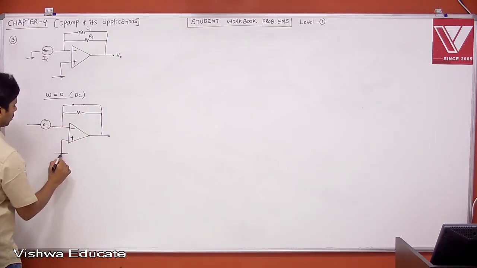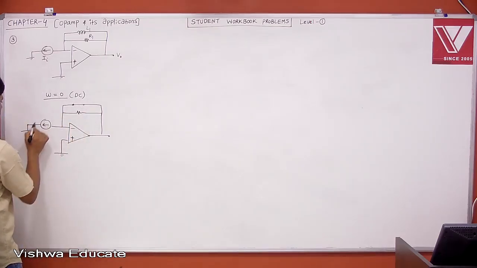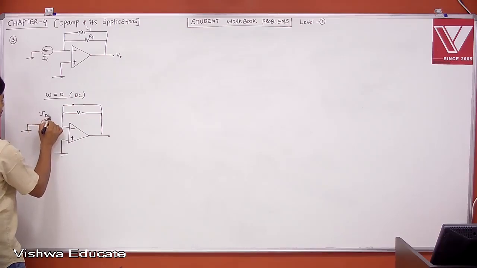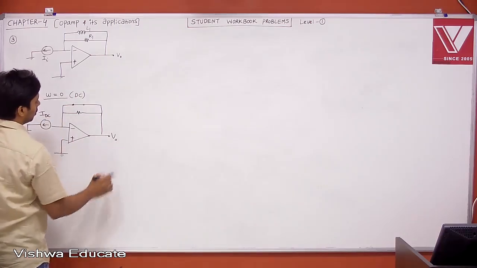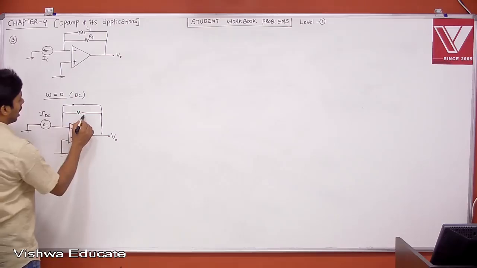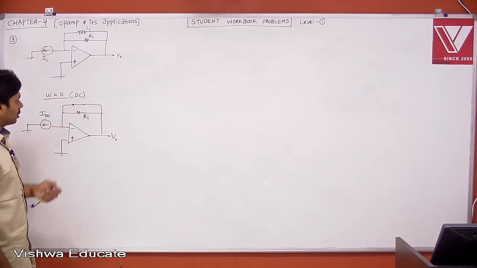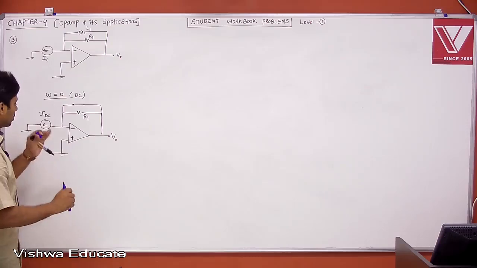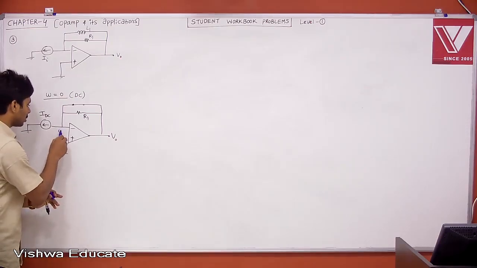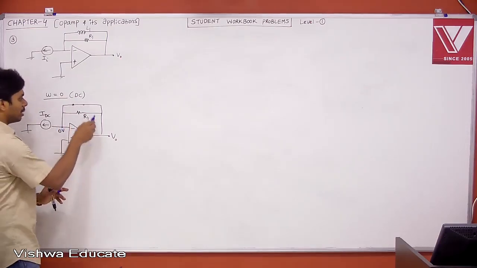Then tell me, is there negative feedback? Yes. Even though you have some DC current, what is your V0 now? Even though you have a short circuit in parallel to R1, with negative feedback the virtual current concept is valid, so this is 0. When this is 0, the same 0 is coming here.